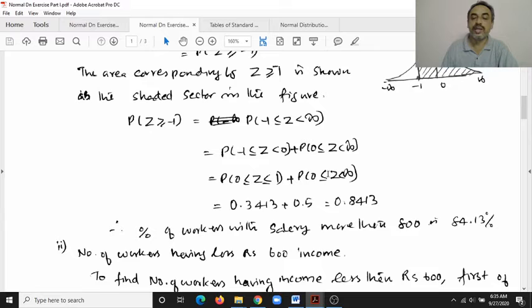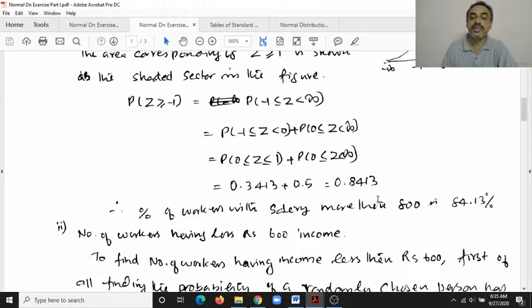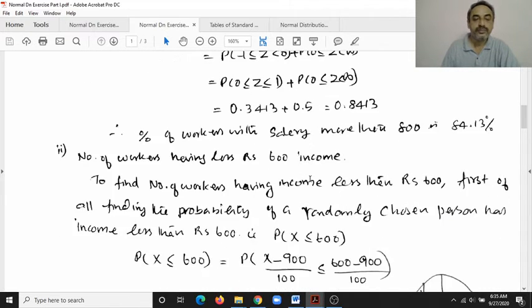0.5 is the area of the entire half. So the total area is 0.8413. So the percentage of workers with salary more than 800 will be 84.13. That is the answer of part 1.